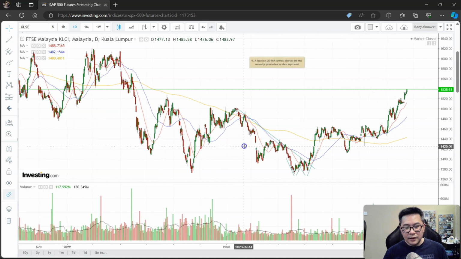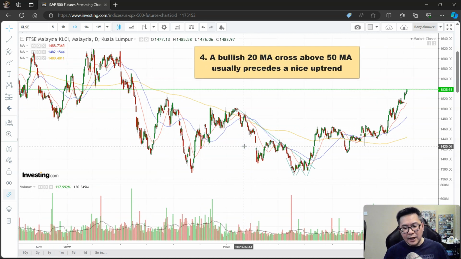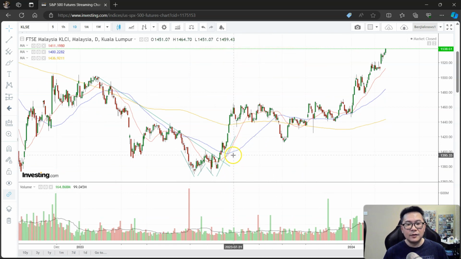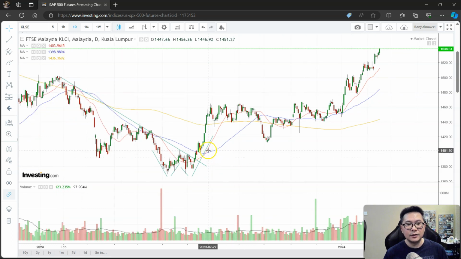Now the fourth lesson we can learn is a bullish 20 MA cross above the 50 MA usually precedes a nice uptrend. I call this a bullish cross. The 20 MA is the red line, the 50 MA is the blue line. So when you have a bullish cross here, when the 20 MA crosses back above the 50 MA, it gives you a hint that an uptrend will probably come.